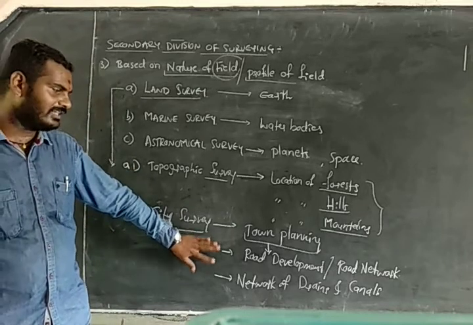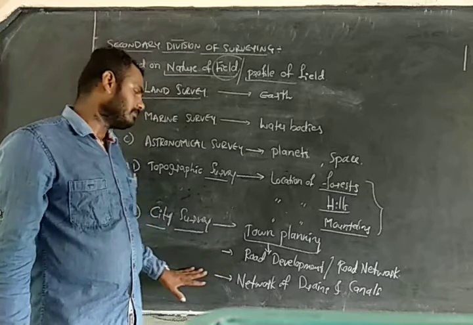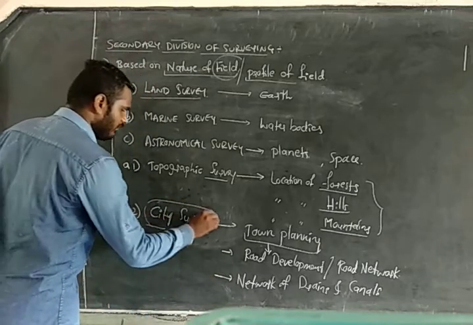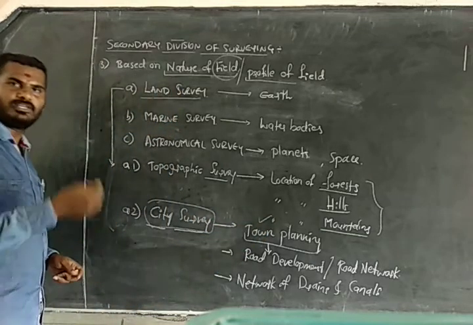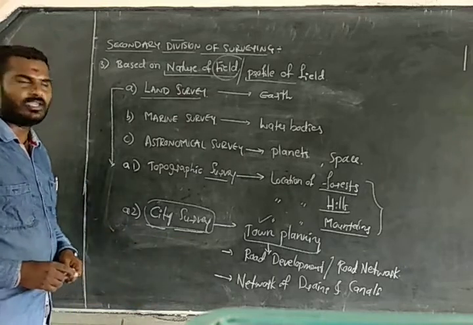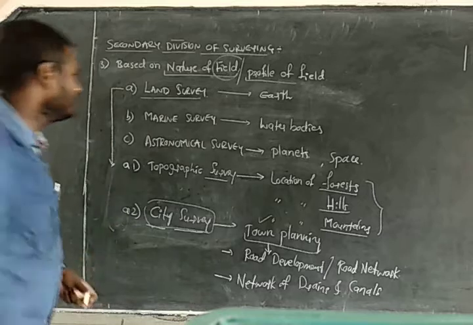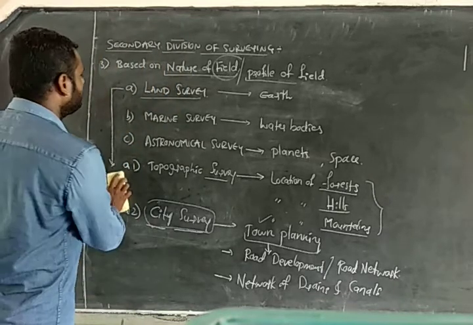Road network and the drainage network are very important. Based on these, we can survey. That particular type of survey which deals with town planning and the development of a particular city is known as city survey. Okay. So next we have some other types of surveys we will discuss. Just wait. I am going to wrap these two, A1 and A2.